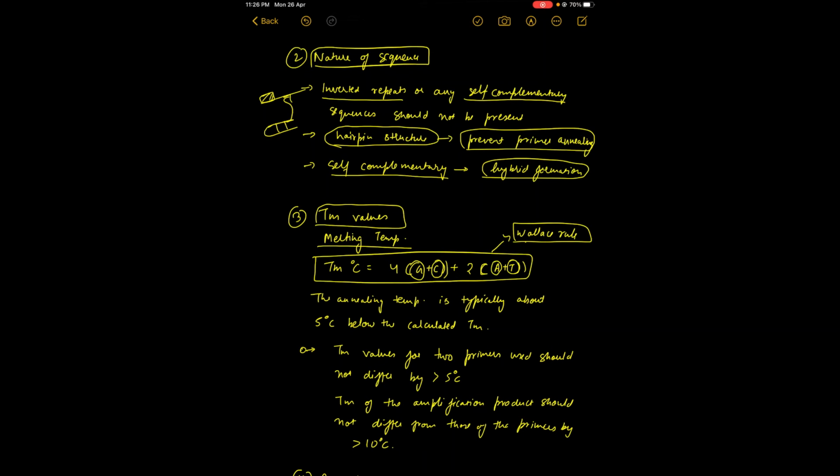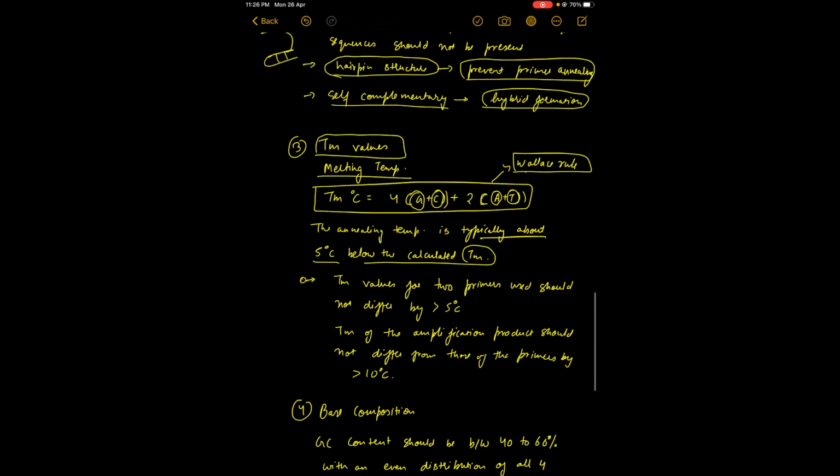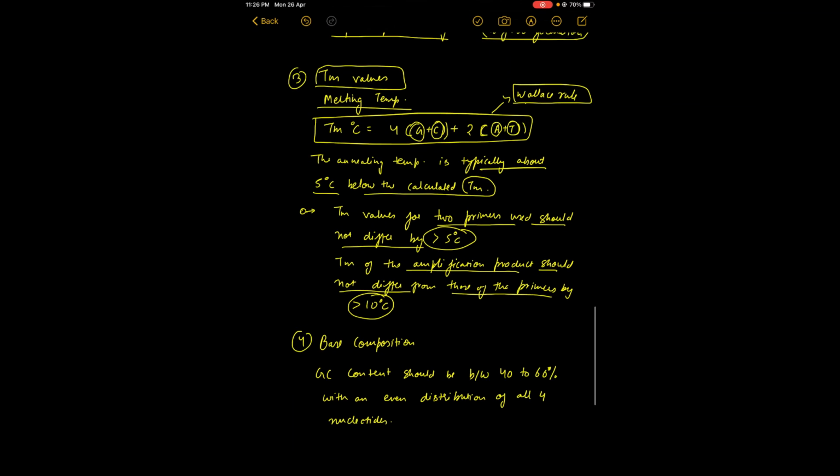And the annealing temperature is typically about 5 degrees below the calculated TM. And also other things need to be cared for in this. The TM value for the two primers should not differ by greater than 5 degrees Celsius, and also the TM for the amplification products should not differ from those of the primers by greater than 10 degrees Celsius.